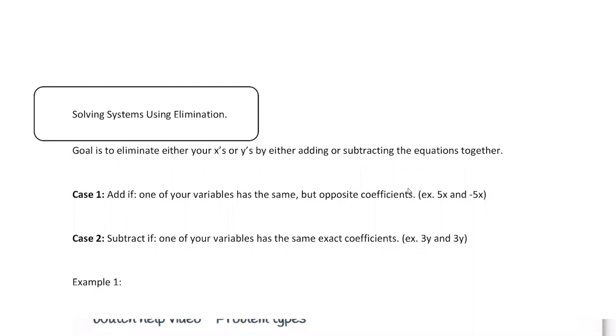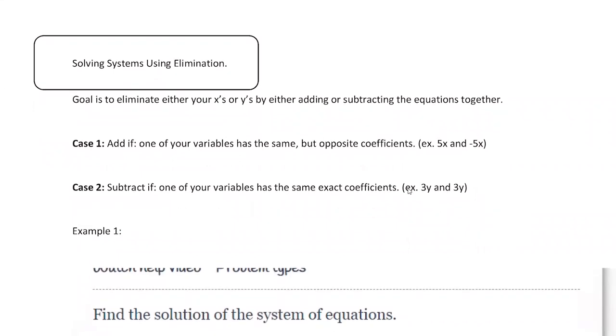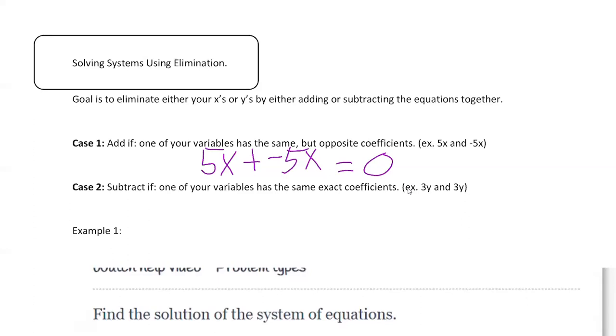Our goal when we're using this elimination method is to eliminate or get rid of our x's or y's by either adding or subtracting the equations together. There's really two cases. You're going to add if one of your variables has the same but opposite coefficients. For example, if you see a 5x and negative 5x, they're the same number but opposites, positive and negative. That means if you add them together, they cancel out. Because 5x plus negative 5x equals 0, or basically they cancel.